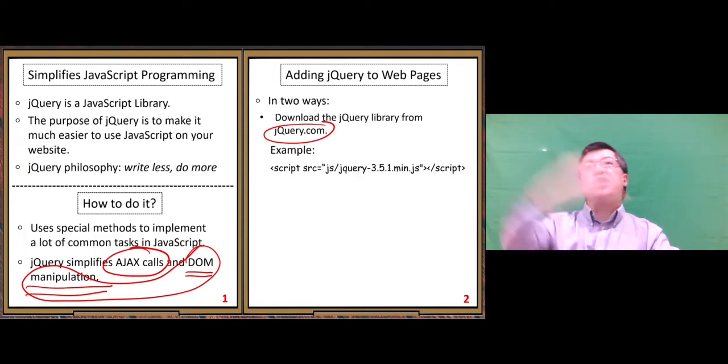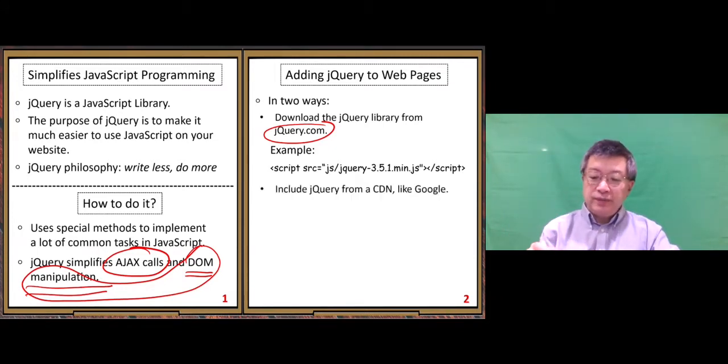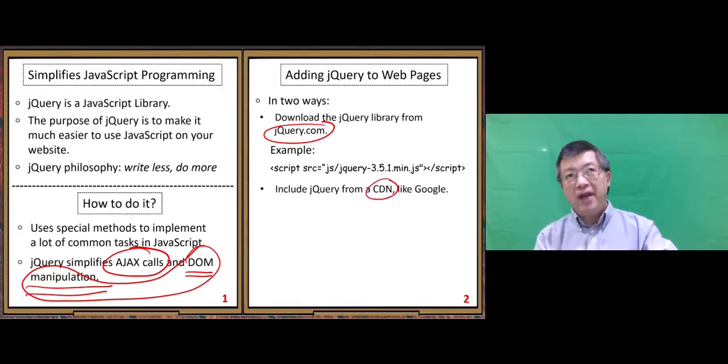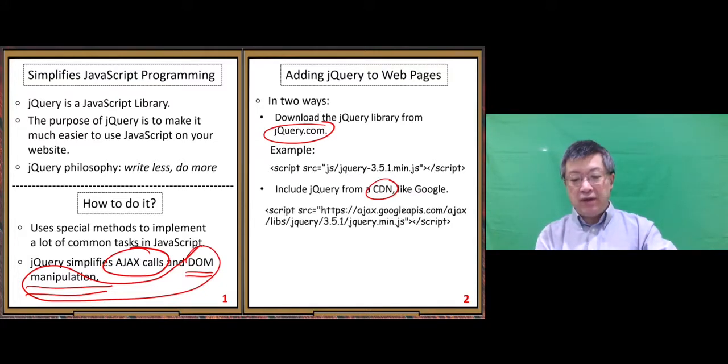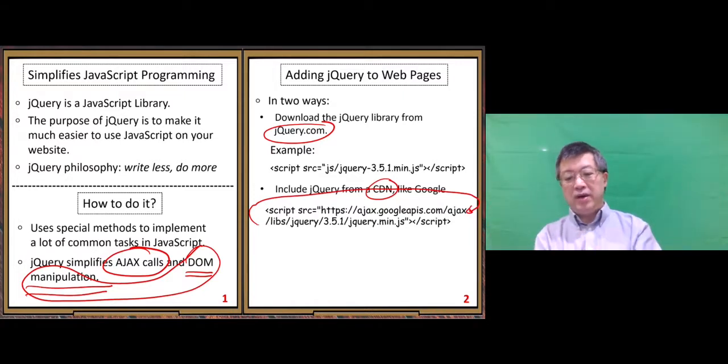Then we just use all the jQuery features. Second way, include jQuery from CDN. I talked about that before. CDN, remember? Content Delivery Network, the Google CDN. So here I give you that line again. Because it's a long line, I break it into two lines, but better put it in one line in your code.